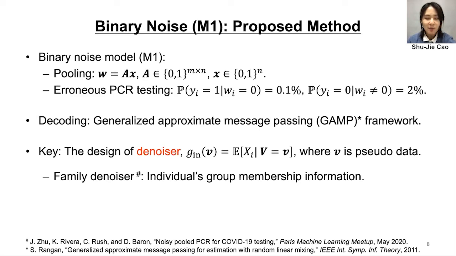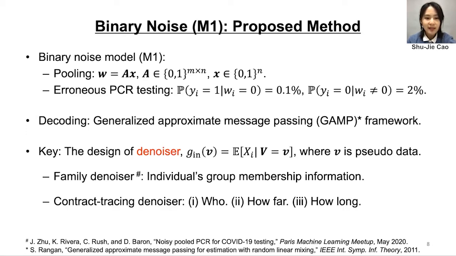And we design the family denoiser by using membership information to tune the probability distribution. Our second design is a contact tracing denoiser, in which we incorporate the 3 pieces of tracing information, that is who, how far, and how long contact was made, into the prior probability distribution of the X vector.